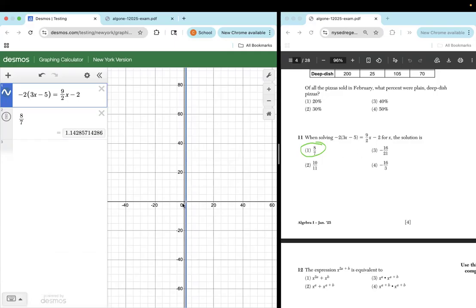Anytime there's an equation, Desmos can solve it. Just type it in. Look for the x value of any point on the line, but you can just click on the x-intercept. It's that number, that x value.